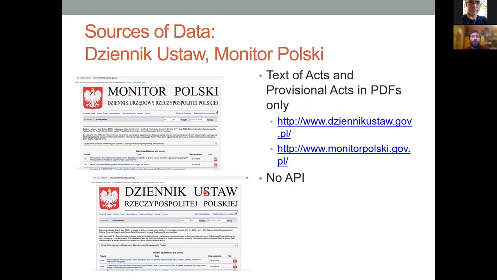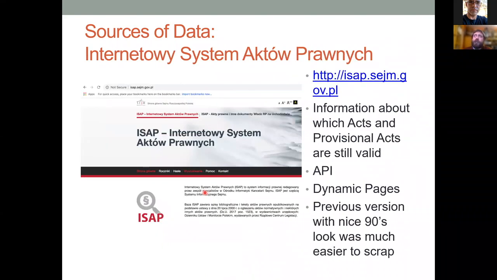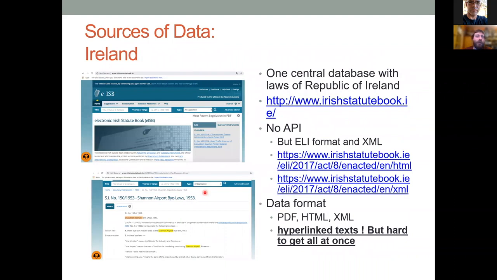If you would like to just grab it and get the data. In Poland, there is Dziennik Ustaw and Monitor Polski, but it's only in PDF, no API, so nothing interesting. But there is a source of the law, the internet system of legal acts, which has an API and allows getting the data. In Ireland, for example, there is the Irish Statute Book. There is no API whatsoever, but you can get the XML. It's not so easy, because to get the full act you need to go over several XML pages. But they keep a certain format, so this is one good thing.